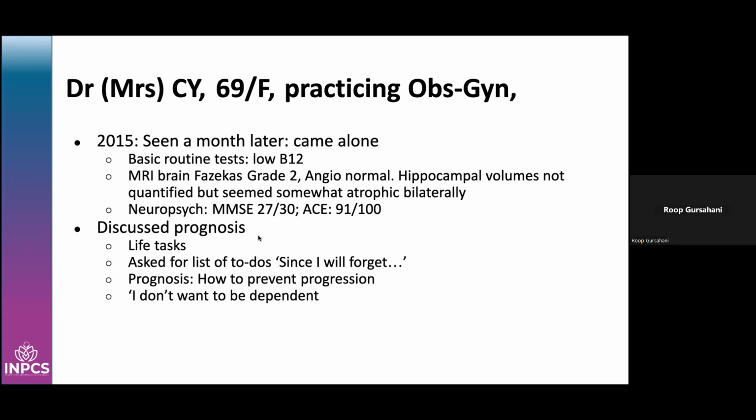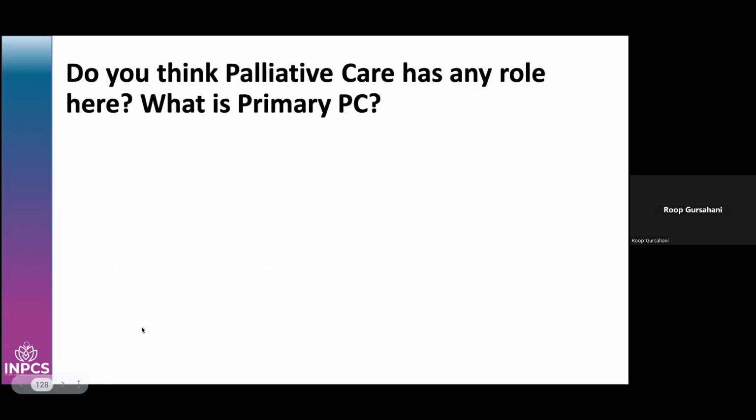She wanted to know what she should do and what she should not do, because she wanted to make a list, as she would forget. She wanted to know how to prevent progression, and her clear statement was, I don't want to be dependent. She had some life tasks, which were not major because her family was in that sense settled. And again comes the question of palliative care at this stage.